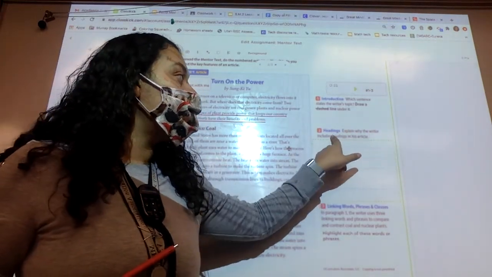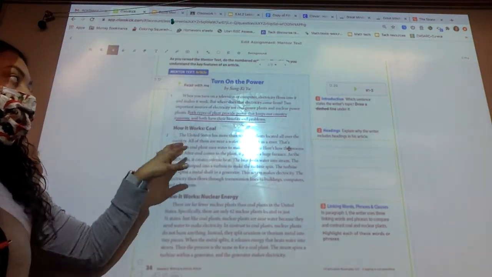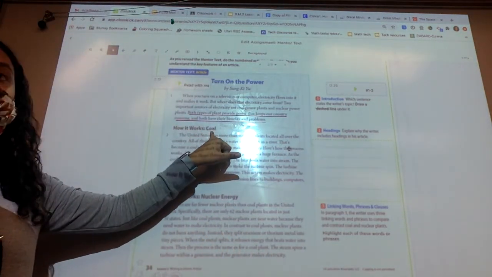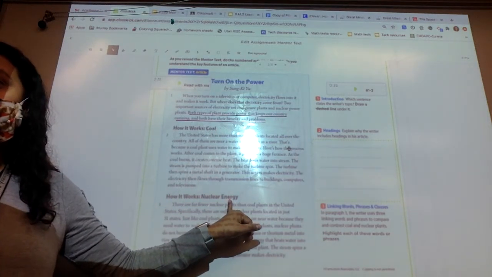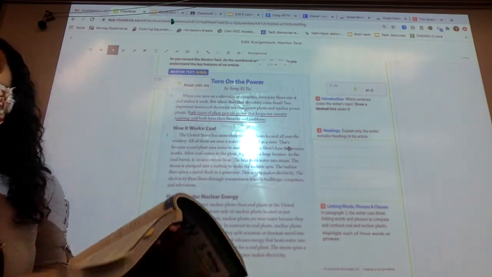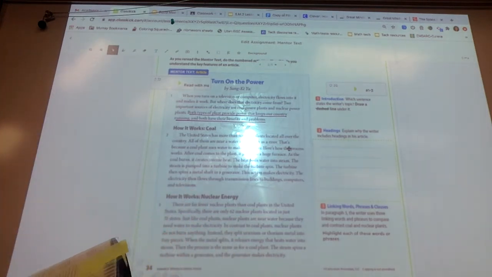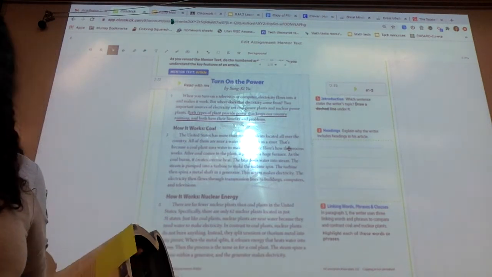Explain why the writer includes headings in this article. What are the headings telling us? How it works. Coal. How it works. Nuclear energy. Ariana? The headings are saying that paragraph is about how coal works. Good. So it gives the topic to the paragraph, right?